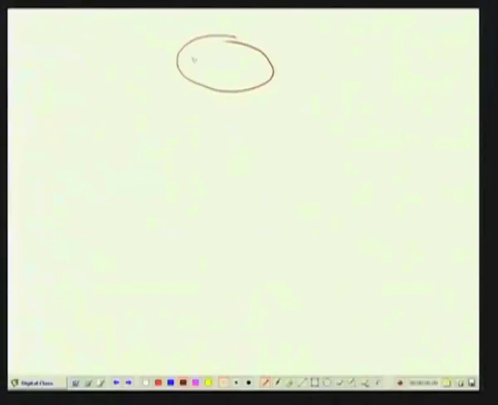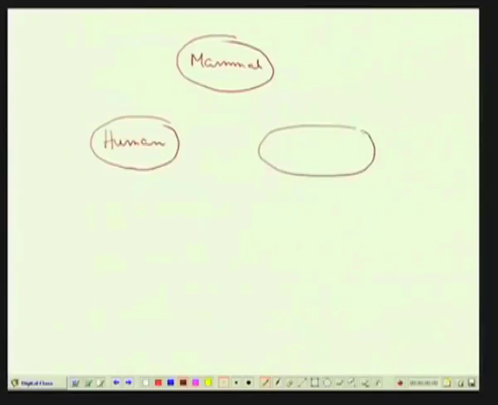Say, I can say that mammal is a category. Okay? All right. So, here I can say human, and I can say might be some animals. And they are related. This is at the top level L0, this is at level L1.